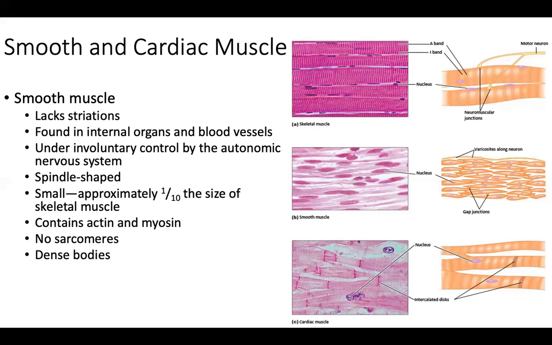It's under involuntary control. So it's being controlled by the autonomic nervous system. So we talked at length about the autonomic nervous system. And this is one of the types of muscles that is controlled by that division.